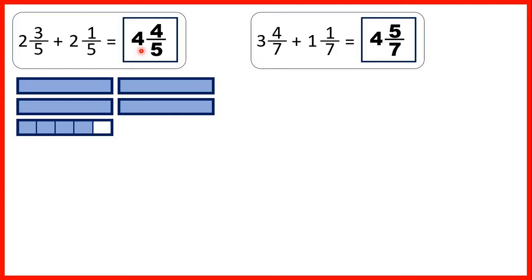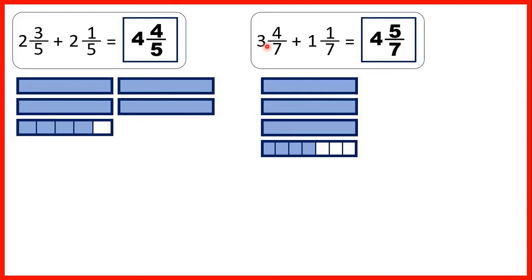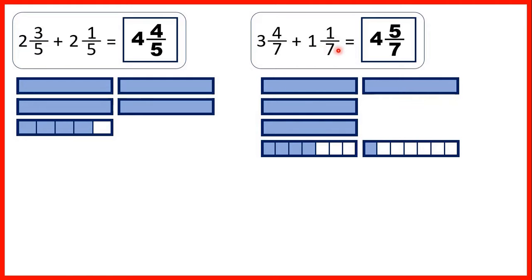Then we had 3 and 4 sevenths, so 3 whole fraction bars and 4 parts out of 7, and we were adding 1 and 1 seventh. We started by adding the 4 sevenths and the 1 seventh to give us 5 sevenths. Then we added the 1 whole to the 3 wholes that we started with to give us 4 and 5 sevenths as our answer. And you can see that we have 4 whole fraction bars and 5 sevenths of another one.